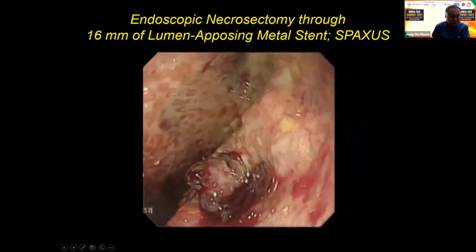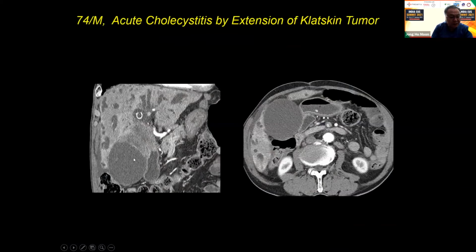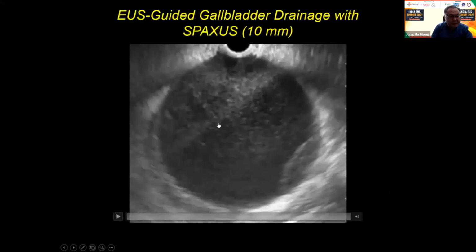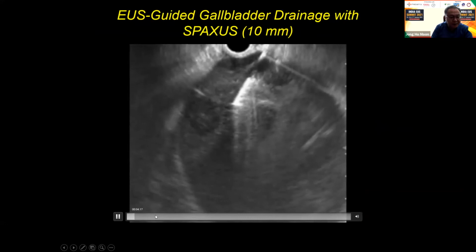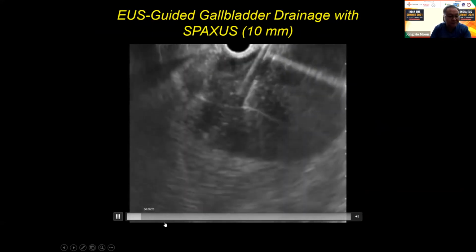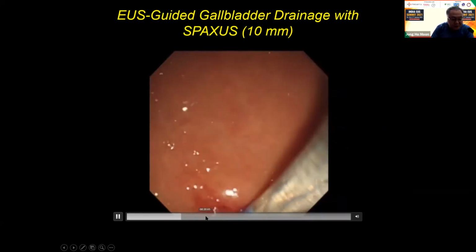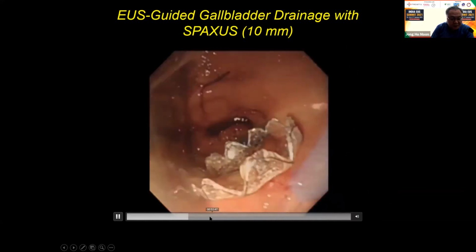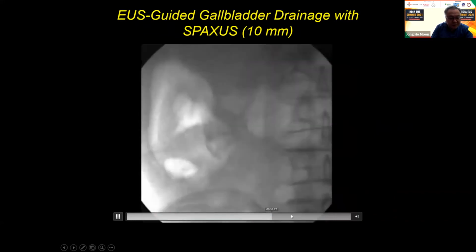US-guided gallbladder drainage can be effectively performed using LAMS, especially for malignant cystic duct obstruction. Let me show just a case, and you can see the cystic duct cancer invasion makes acute cholecystitis like this. All procedures are the same: after puncturing and inserting the guide wire, the distal flange is deployed on US and fluoro, and the proximal flange is deployed on endoscopy. Now we are using intrachannel deployment, and you can see the gushing fluent bile.